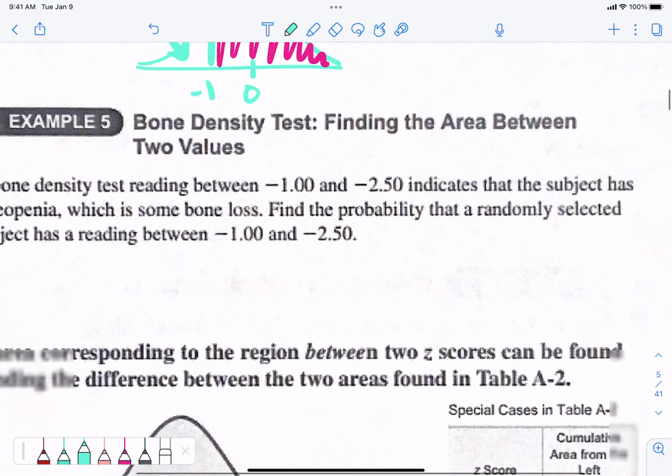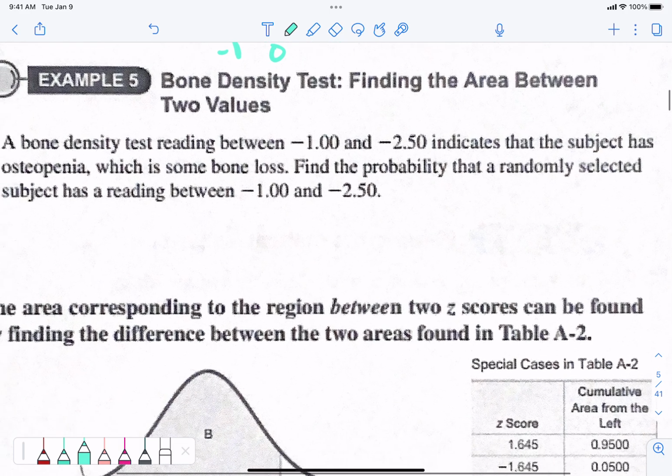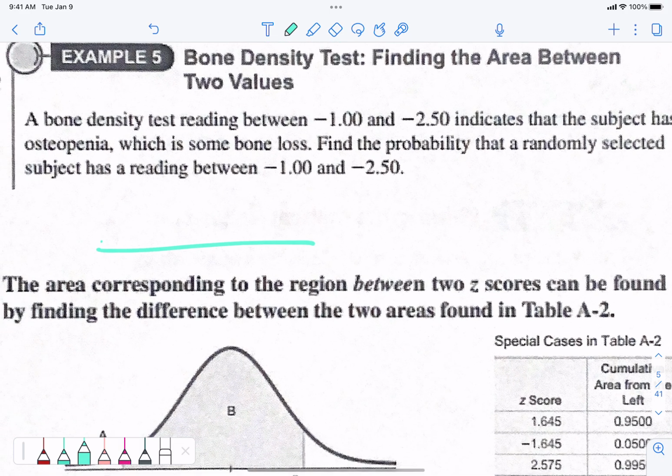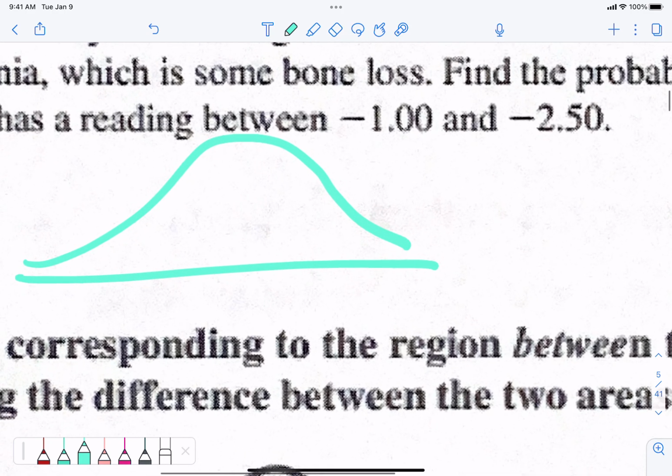Here we go. They want between. So I really encourage you, when they're asking for between, draw the picture, draw the bell curve. I don't care if mine's ugly. Put 0 in the middle. I want between -1, which is here, and -2.5 as a z-score, which is here. All right, this is a little bit more involved.